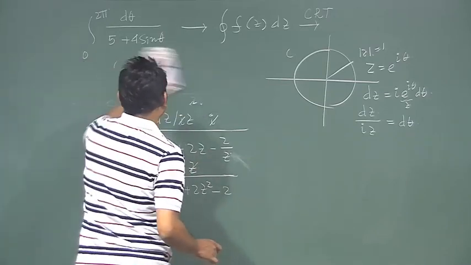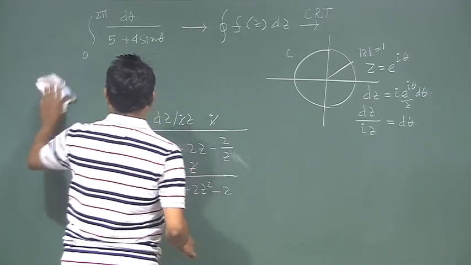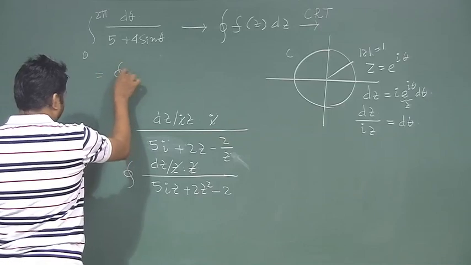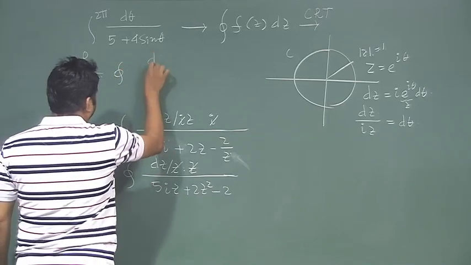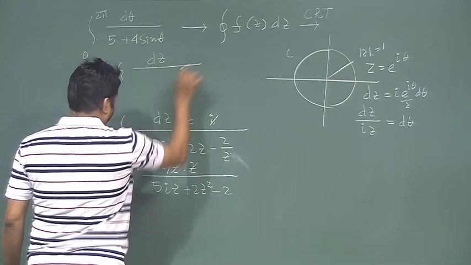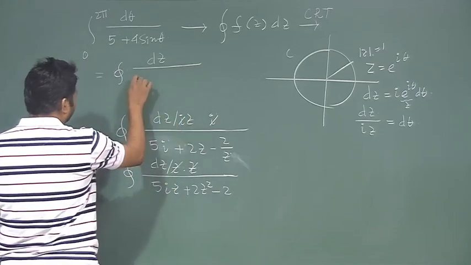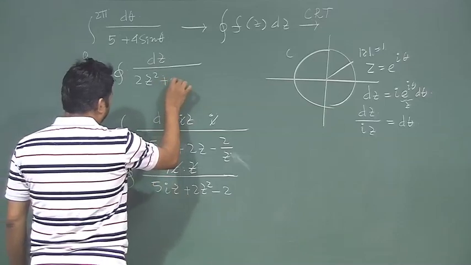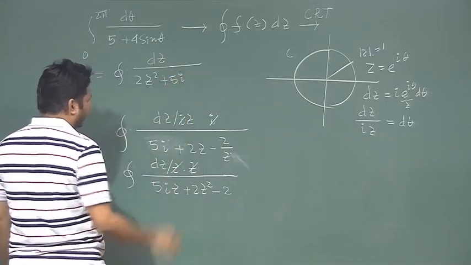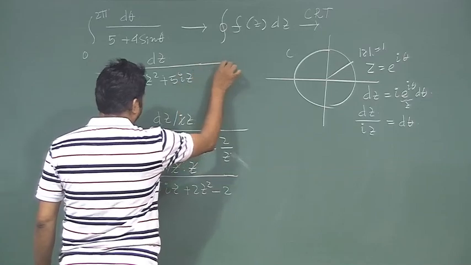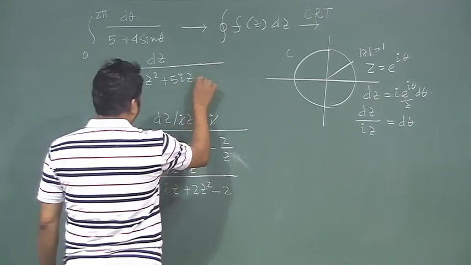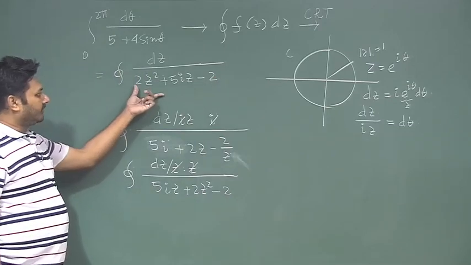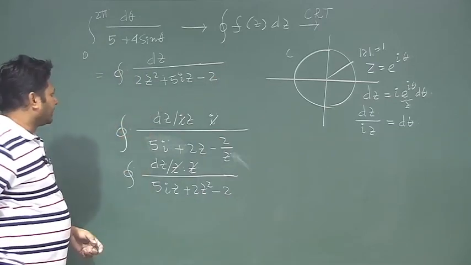Let me erase this part. Okay. So, finally, I am getting dz divided by 2 of z square plus 5i z minus 2. This is the form I have. So, this is my fz right now.